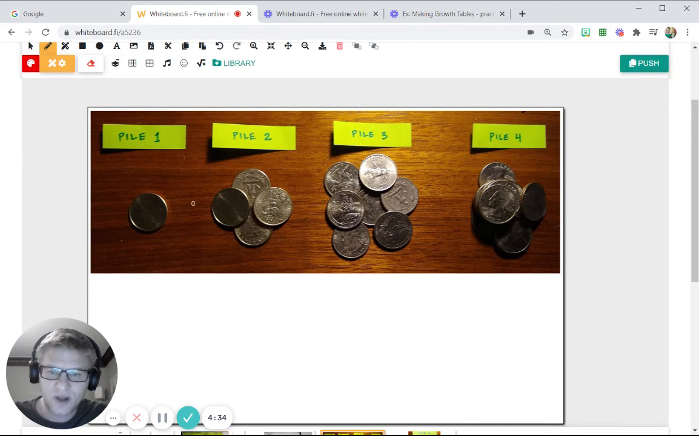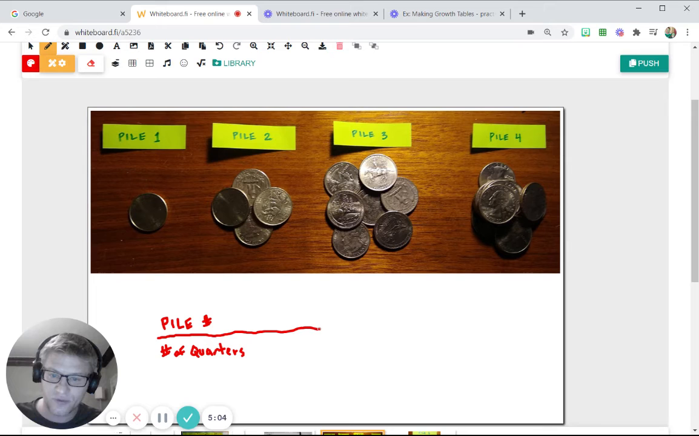We're going to talk about what happens if we build a table for this. So what I'm going to do is underneath this, I'm going to make a horizontal table. On the top of the table, I'm going to put piles, or pile number. That's going to be the first thing. And on the bottom, I'm going to put number of quarters, because that's what we're talking about, quarters. I'm just doing this one horizontal because why not? It doesn't really matter how you do them. You're going to see them both ways when you see tables.